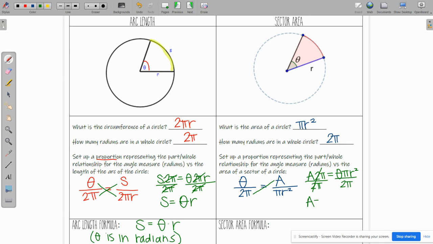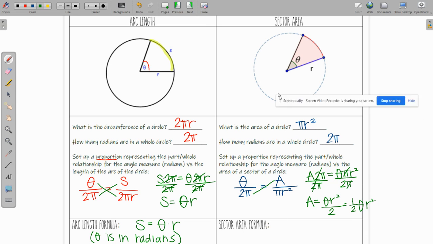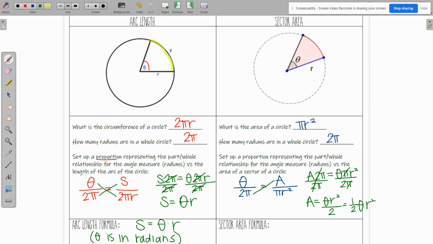So area will equal theta, the pi's are going to cancel, r squared, and we'd have divided by 2, which you could keep this way, or you could also write it as 1/2 theta r squared. So whichever way you would prefer to write it is completely fine. So we could say that area is theta r squared divided by 2, which is also equal to 1/2 theta r squared. And again, theta is in radians, right? We don't want it to be in degrees.